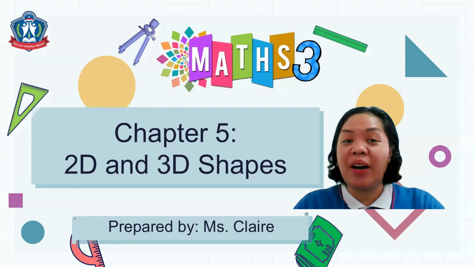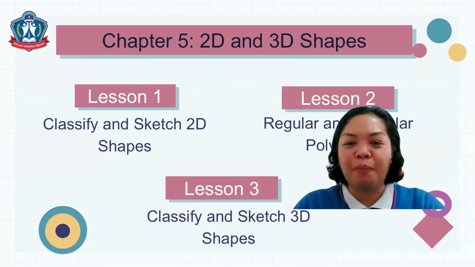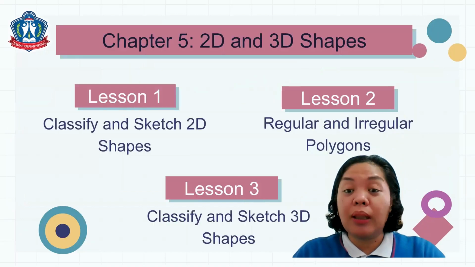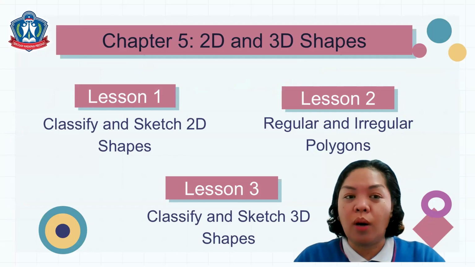Welcome to chapter 5. This video will talk about 2D and 3D shapes. Are you ready to learn the lessons for chapter 5, P3? Come on, let's start. In this video, P3, you will learn 3 topics. Lesson 1, classify and sketch 2D shapes. Lesson 2, regular and irregular polygons. Are you familiar with polygons? And lesson 3, classify and sketch 3D shapes. Okay, come on, let's start, children.